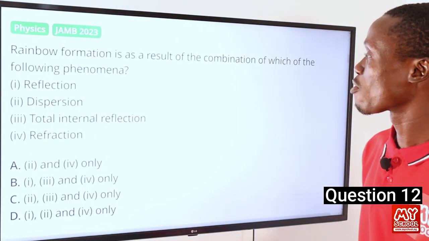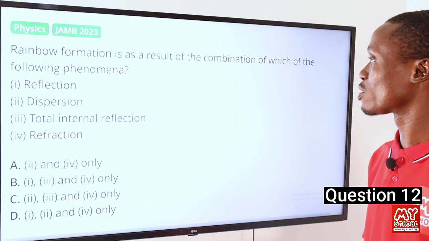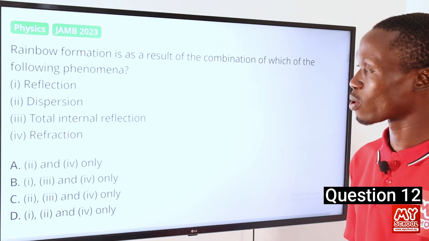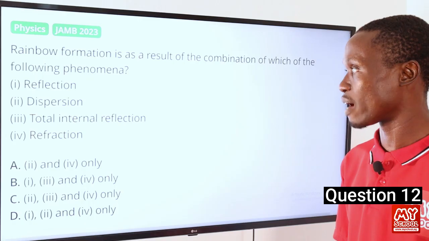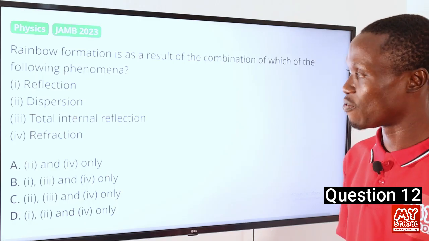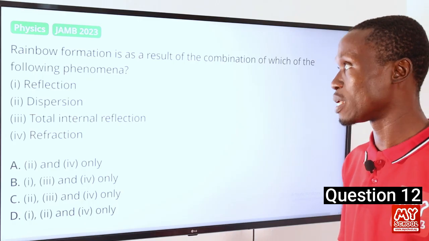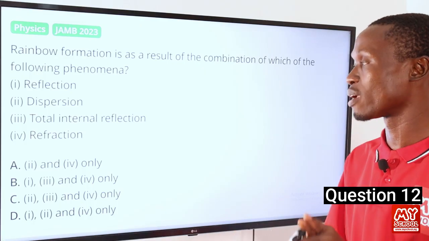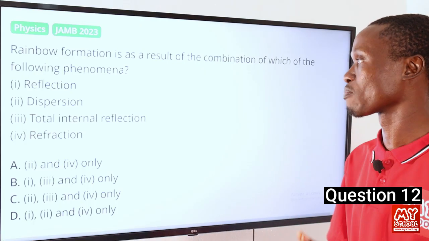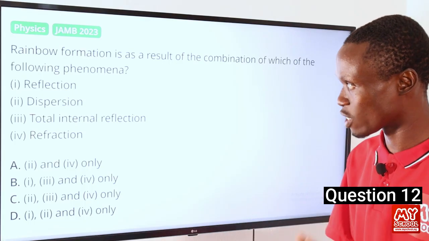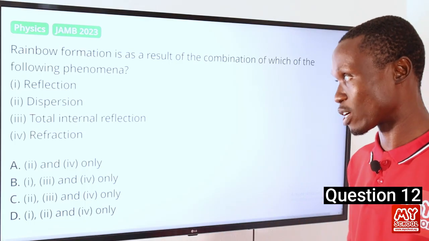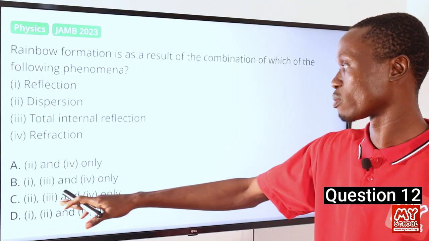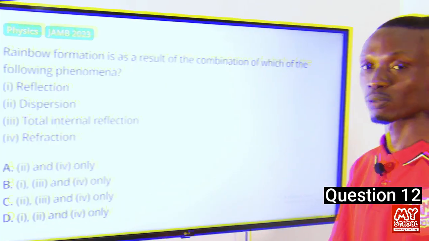Question 12. Rainbow formation is a result of the combination of which of the following phenomena? I, reflection; II, dispersion; III, total internal reflection; IV, refraction. The three phenomena involved in rainbow formation are dispersion, and that is the reason why we see those 7 colors, total internal reflection, and refraction. So that leaves us with option C as the correct option.